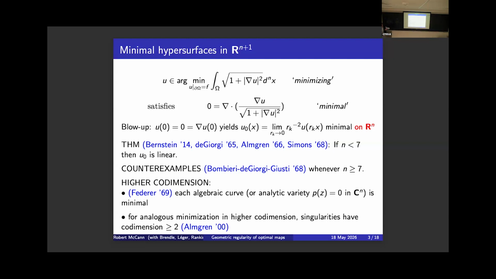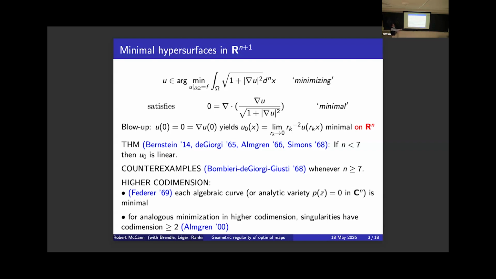There are going to be a lot of echoes between Yang Li's talk this morning and mine. If you look at higher codimension structures, Federer, around the same time, observed that analytic or algebraic varieties, algebraic curves even, can have singularities in C2, let's say. But the graphs of these analytic varieties are minimal surfaces, in the sense that they satisfy an equation like this. Whereas in codimension 1 the singularities always have codimension 7, in higher codimension the singularities can have codimension just 2.